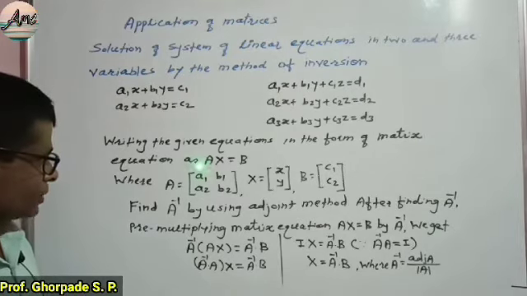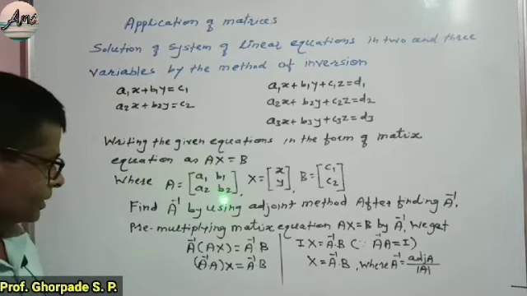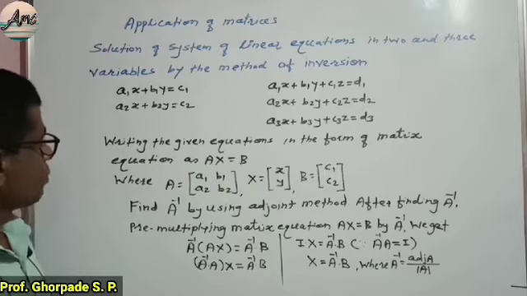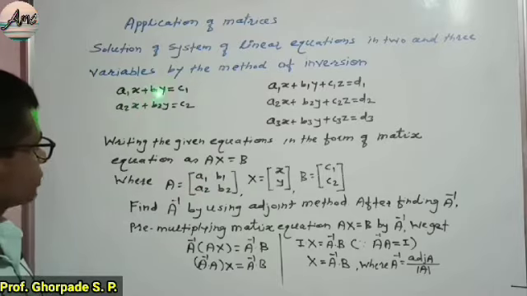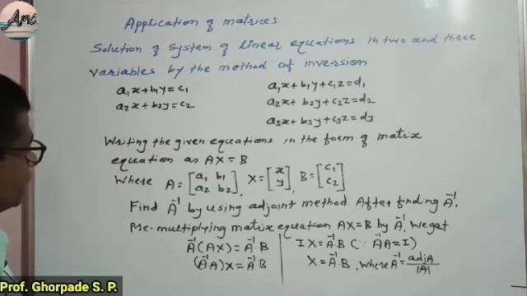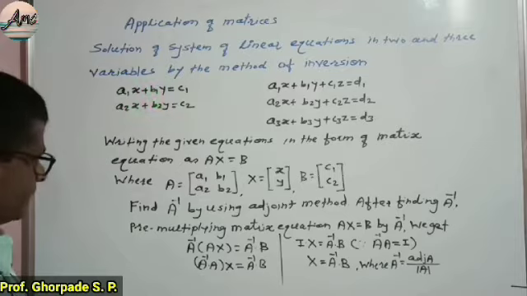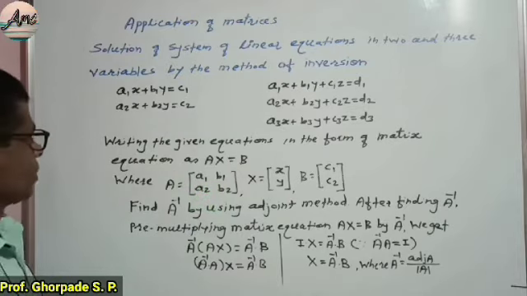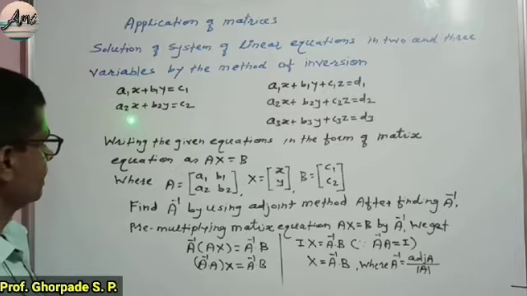Where A here is a square matrix whose elements are nothing but the coefficients of x and y of the given equations. So the first row of the matrix A is nothing but the coefficients of x and y of the first equation, that is a1, b1. The second row of this matrix A, that is a2, b2, are nothing but the coefficients of x and y of the second equation.